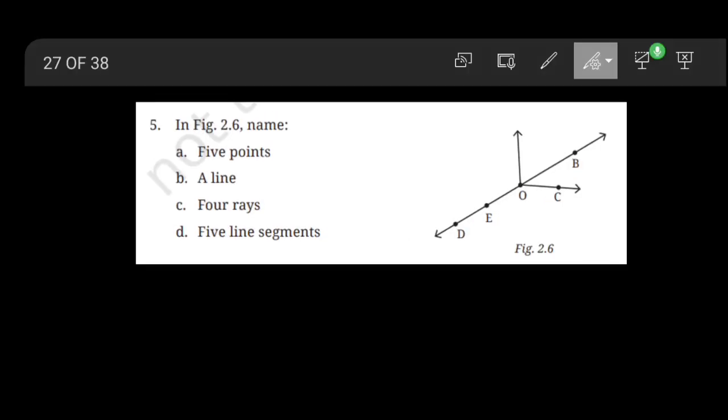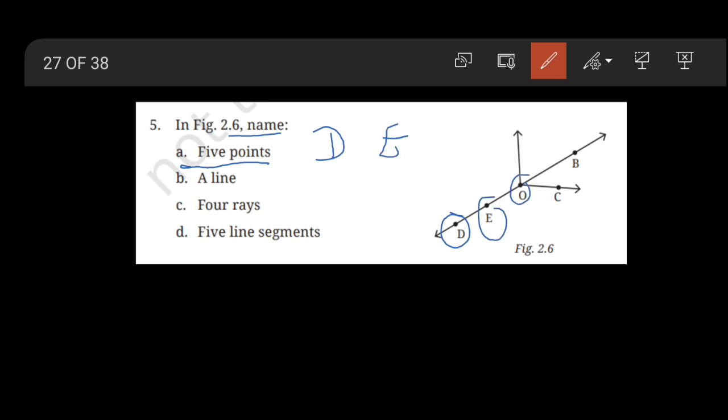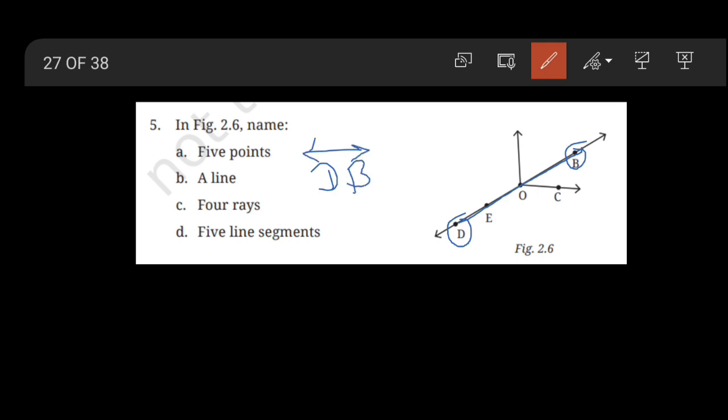In figure 2.6, name 5 points. Point D, point E, point O, point C and point B. So we have named 5 points. Now a line. Here we have D, B. So line DB.